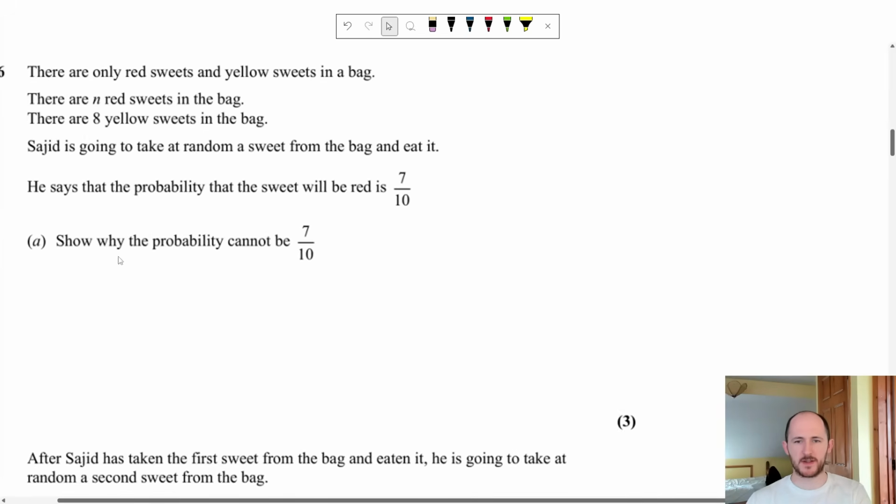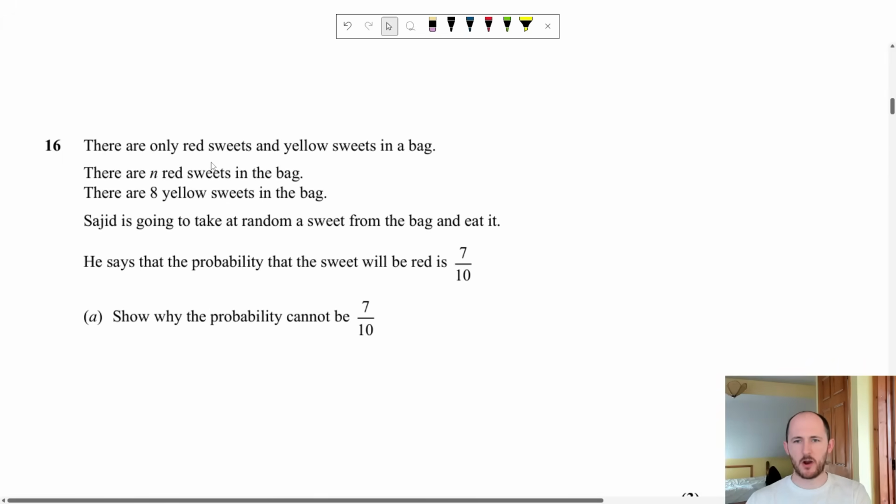So if I have a look at the first part, so zoom in, there are only red and yellow sweets in a bag. There are n red sweets and 8 yellow sweets. Sajid is going to take at random a sweet from the bag and eat it. He says the probability it's red is 7/10, but it can't be. But we have to explain why, which is a very interesting question. It's very different to what you may have normally.